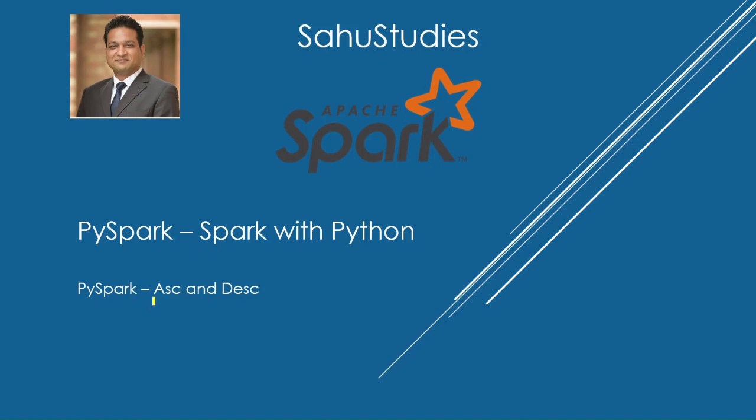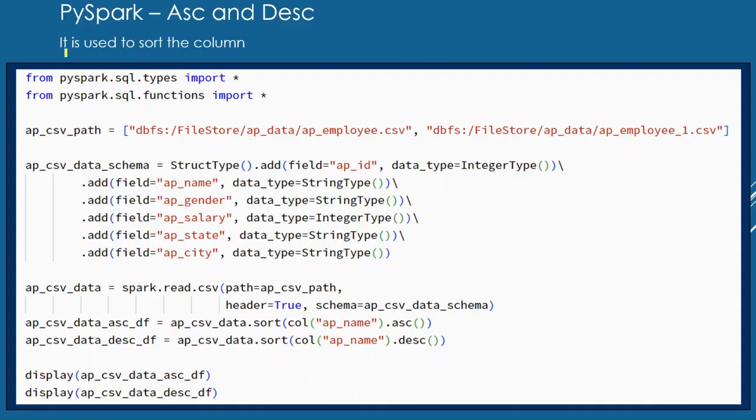In this video, we are going to see how ascending and descending function works in PySpark. So, ascending and descending function is used to sort the column. In this exercise, we are going to see how ascending and descending function works in PySpark.